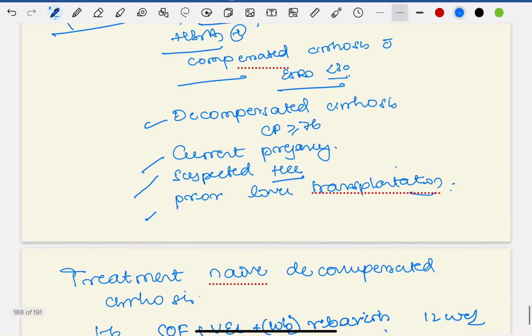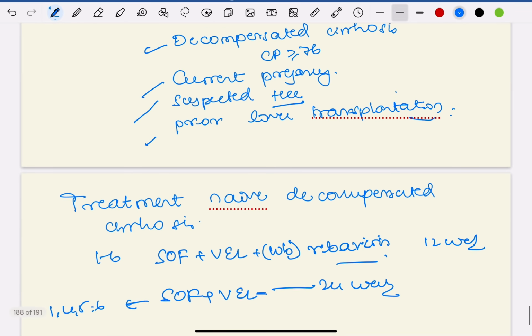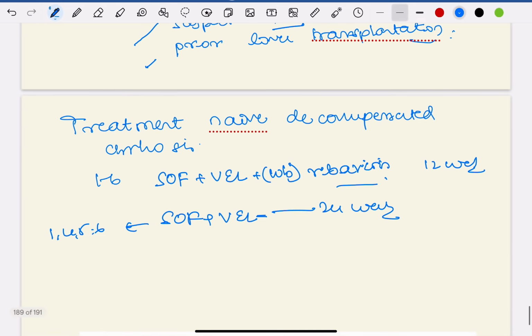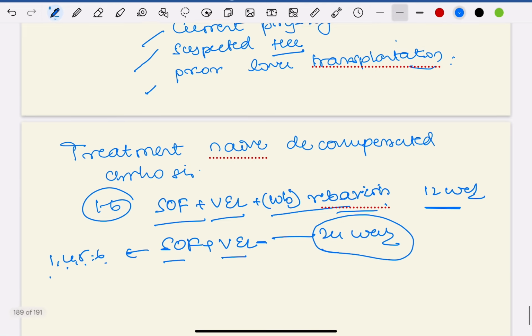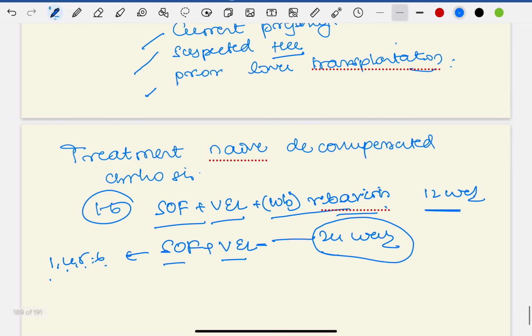Then for decompensated cirrhosis patients, what drug is to be used? You have to use sofosbuvir, velpatasvir plus weight based ribavirin for 12 weeks. The dose remains the same, and this is for genotypes 1 to 6. Specifically for genotypes 1, 4, 5, 6, you can use sofosbuvir and velpatasvir, only the 2 drug combination, for 24 weeks. There are other different regimens, but these two regimens you have to remember. So this is our treatment for decompensated cirrhosis.